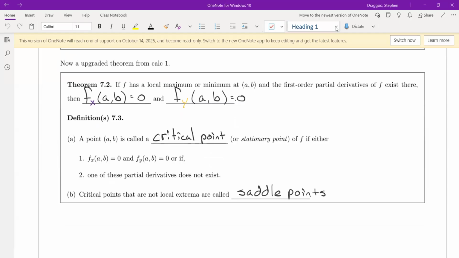Critical points that are not local maximums and minimums are going to be called saddle points. I honestly don't remember if we named them back in Calc 1. But we're going to call them saddle points in Calc 2. Nope, this is Calc 3. I'm going to call them saddle points here because at the point where we have a saddle point, the surface kind of looks like a saddle.